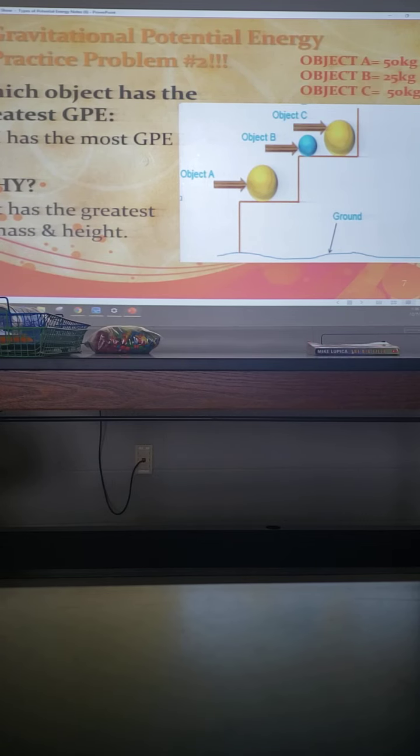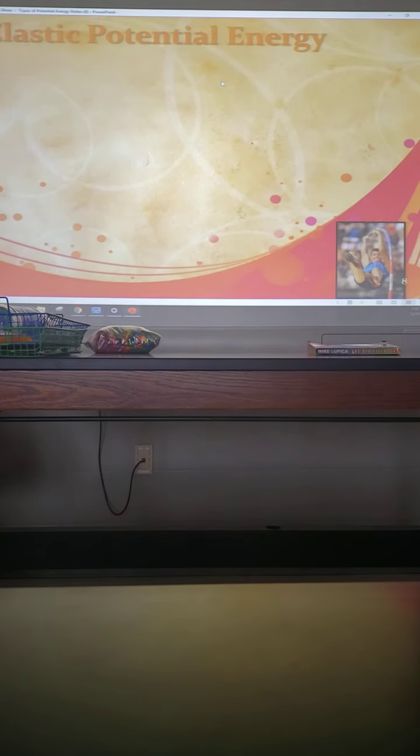We're going to move on and talk about our second form, which is elastic potential energy. Now, we did not have this as a non-contact force, right? Elastic potential is not non-contact. Gravitational was, but this is a new one. So elastic potential, what do you think it's going to be dealing with? Braden? Yeah, elastic stuff that has elasticity.